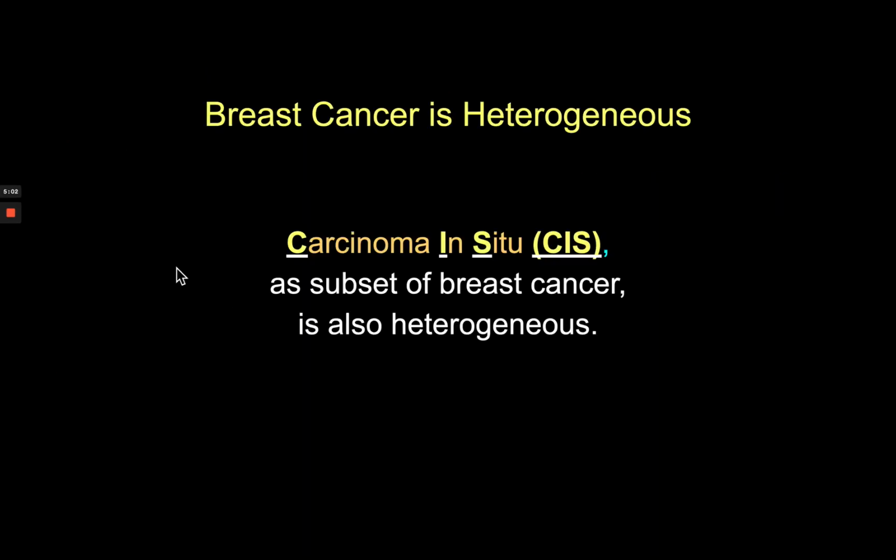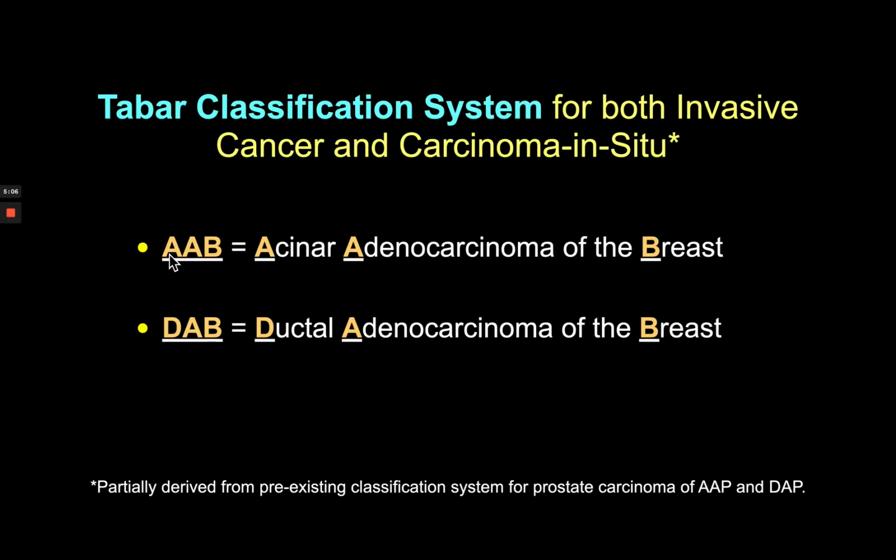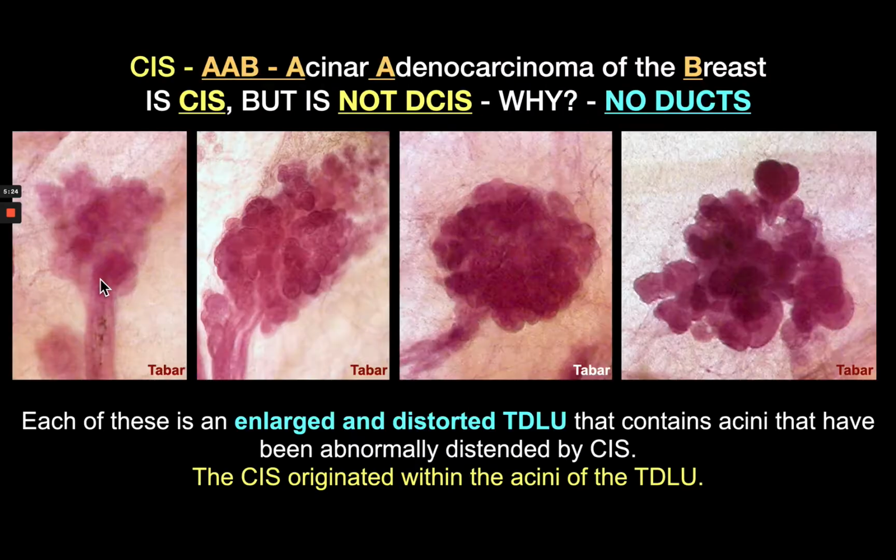So breast cancer is heterogeneous, and so-called in situ carcinoma, a subset of breast cancer, is also heterogeneous. Now, the Tabar classification system, which I prefer, divides cancers into AAB, acinar adenocarcinomas of the breast, and DAB, ductal adenocarcinoma of the breast. And this is an important distinction because there is a big prognostic difference between the two. So these are in situ AABs. Are they arising from the ducts? No. They're arising from the acini of TDLUs.